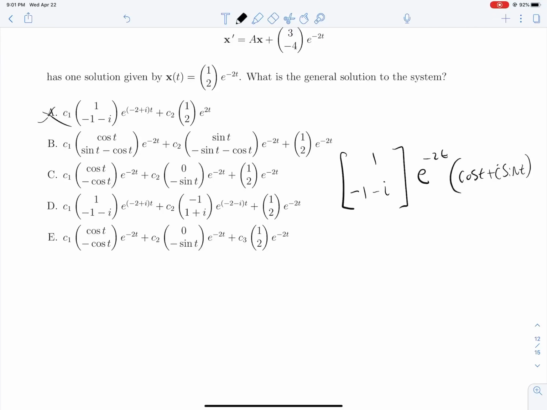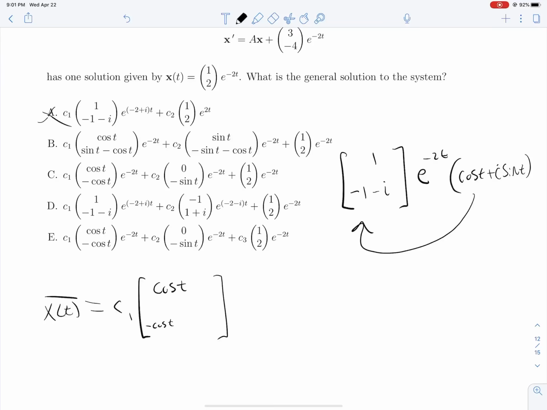So I'll start writing our solution. X of t is equal to c1 times the real vector. Well, we're going to get a real value when we multiply cosine on top, so cosine of t, and then we'll get a real value when we multiply cosine to that -1 on the bottom, so negative cosine of t, and when we multiply i sine of t to the negative i there, we'll get plus sine of t, e to the -2t, still using the real portion of that e that we're left with.